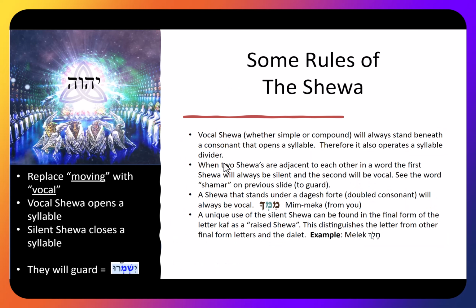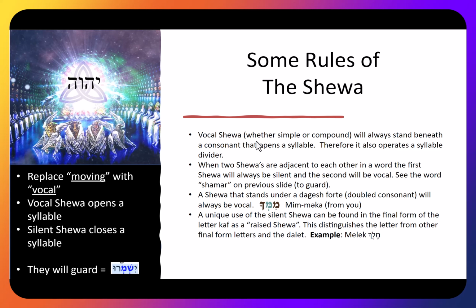Some of the rules of the Shewa, which I explained a little bit, but to go further: the vocal Shewa, whether it's simple or compound, will always stand beneath a consonant that opens a syllable. A compound Shewa means that the Shewa will be noted with another vowel, like the kamatz or the sere or something like that. So again, that's where we see it mostly operating as a syllable divider. When two Shewas are adjacent, which I just showed you in the word yishmeru, that first one will always be silent, the second vocal. The Shewa stands under a Dagesh forte, which means it's a doubling of a consonant. We'll see that in a moment.